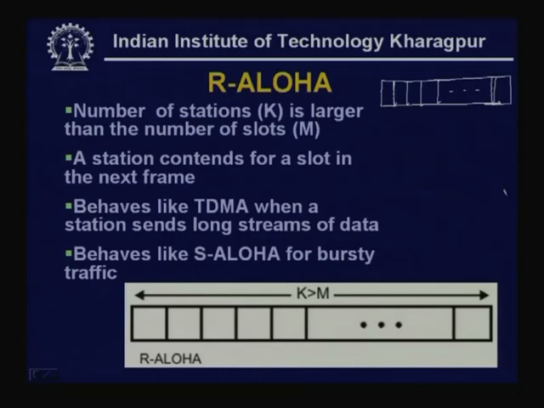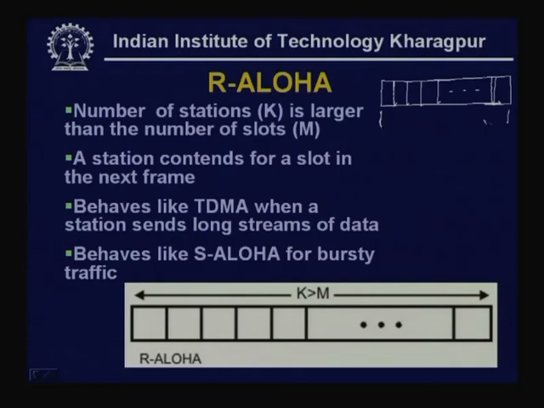Secondly, there is another assumption: the round trip delay. That means the frame transmission time should be at least greater than the propagation time. In other words, by the time one frame is transmitted, this time should be longer than the propagation time. These are the two assumptions which are made, and in reservation Aloha the frame length must be at least as long as the bit length. Bit length is essentially the propagation time.